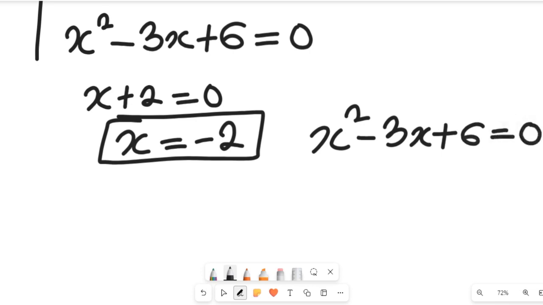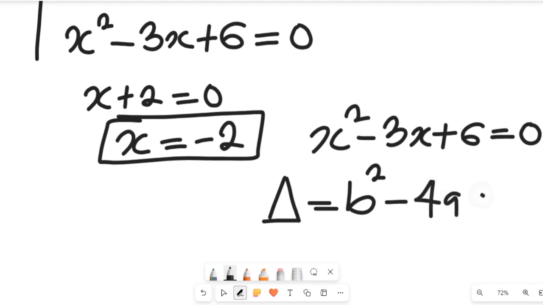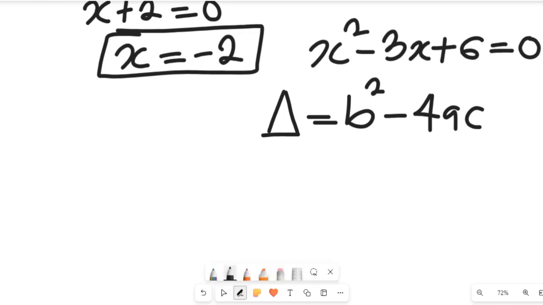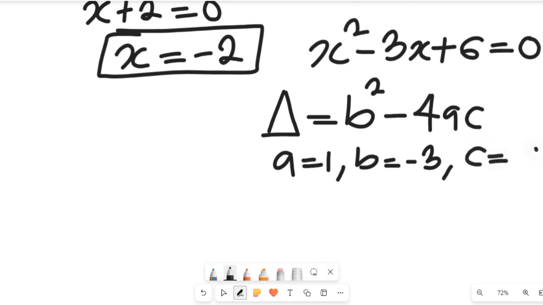So to solve this, let's first of all find the discriminant, b squared minus 4ac. What will that expression give us? Is it going to give us a real solution or an imaginary solution? Let's find out. The value of a is equal to 1, the value of b is equal to negative 3, and the value of c is equal to 6.